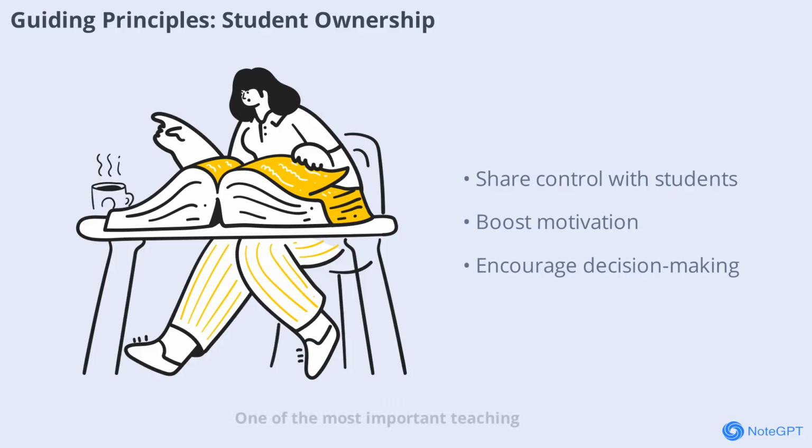One of the most important teaching principles is sharing intellectual control with students. This means involving them in decision-making, whether it's about content, activities, or assessment methods. When students have a say in their learning journey, they feel more invested and motivated. This principle encourages educators to create opportunities for choice and independent decision-making, which not only boosts motivation but also prepares students for real-world problem-solving. It's about building a classroom culture where everyone's voice matters.